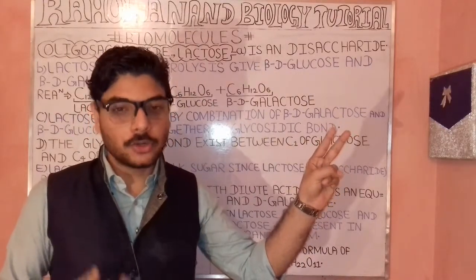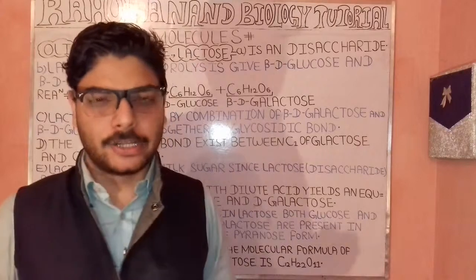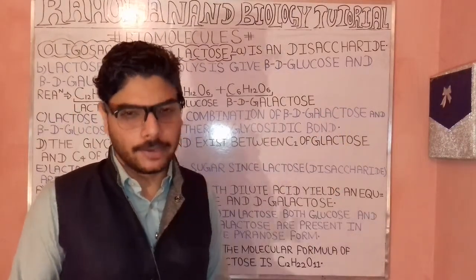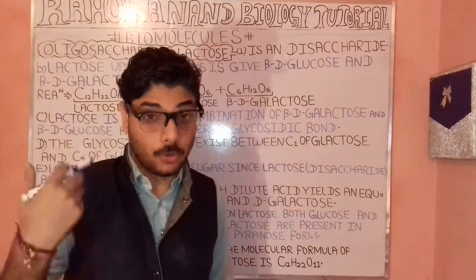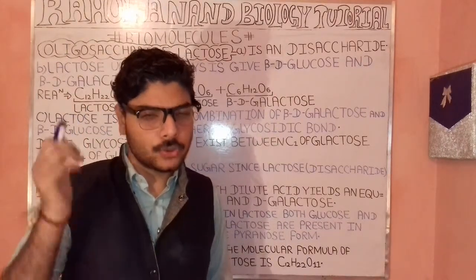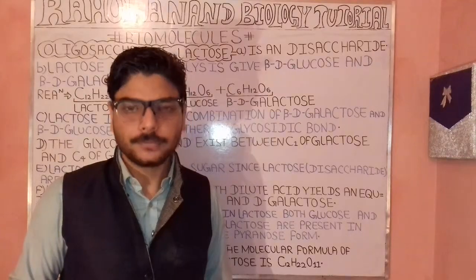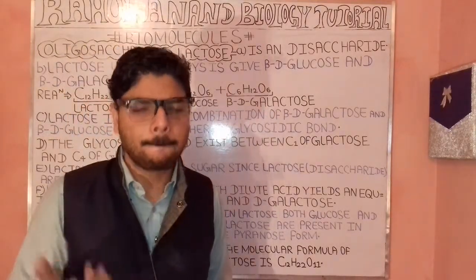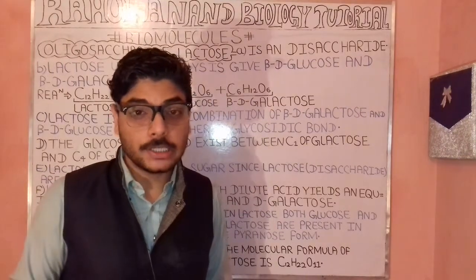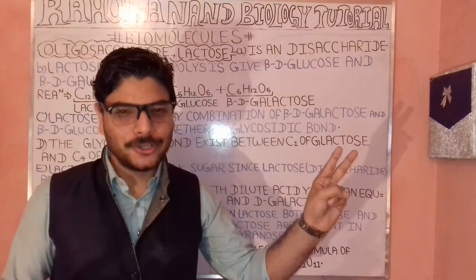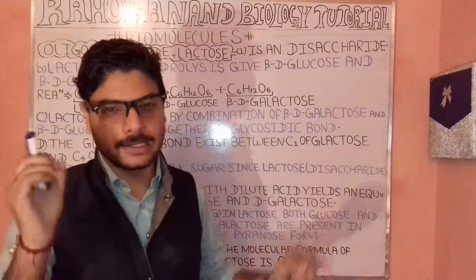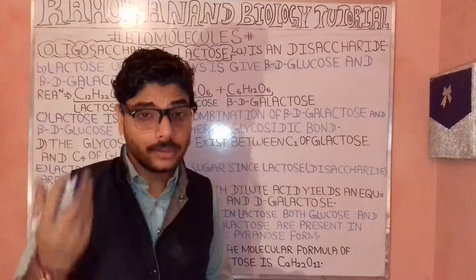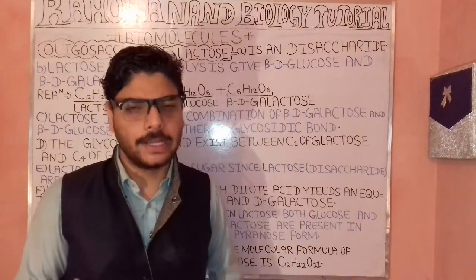Lactose is a disaccharide. Those which give 2 units of monosaccharide come under the case of disaccharide. Lactose is formed by the combination of beta D galactose as well as beta D glucose.